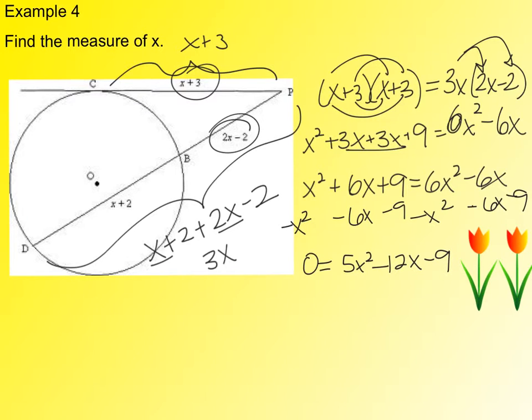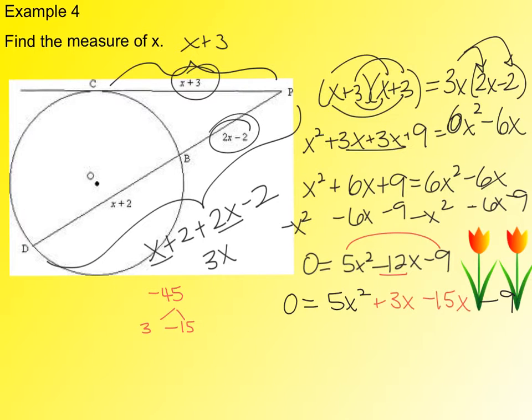I can choose to either use the quadratic formula, or just to show you a different method, I'm going to factor this guy. Since I have a leading 5 here, I'm going to have to take an alternate method to factor. So I'm going to multiply my 5 times negative 9, and that gives me negative 45. I'm looking for factors of negative 45 that add up to negative 12. Those factors are 3 and negative 15. So I'm going to replace that negative 12 with a positive 3x minus 15x.